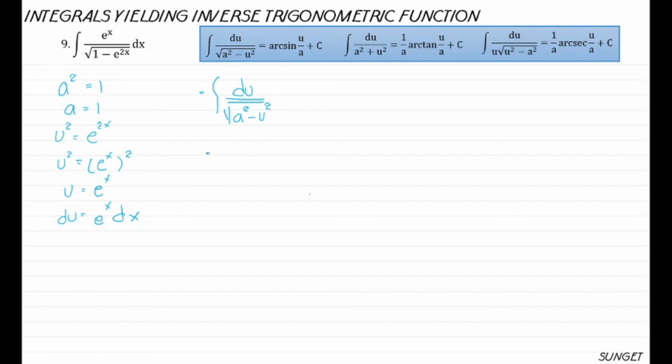Integrate, so we have arc sine of u over a plus c. Then substitute the value of u and a. So arc sine of e raised to x plus c.